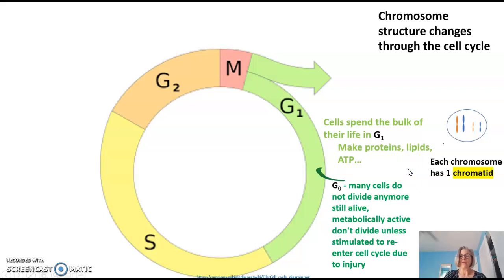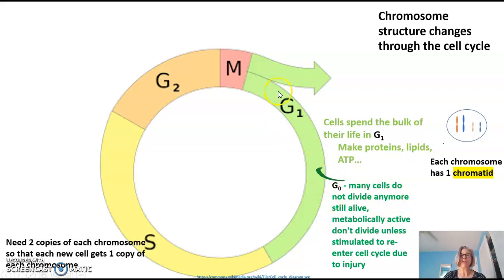Many cells in an adult don't divide anymore. They're still alive and they're metabolically active, but they don't divide anymore because most adults are no longer growing. They aren't dividing unless they're stimulated to re-enter the cell cycle due to an injury.